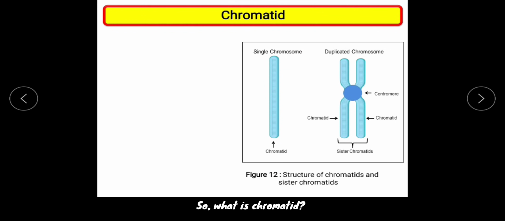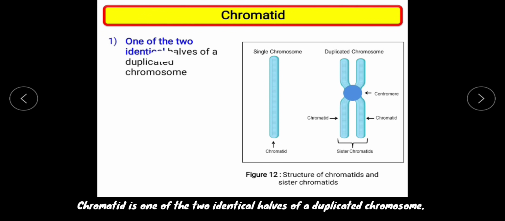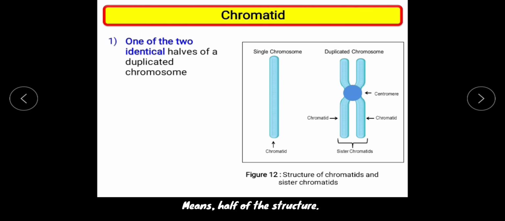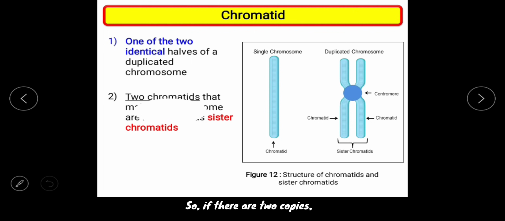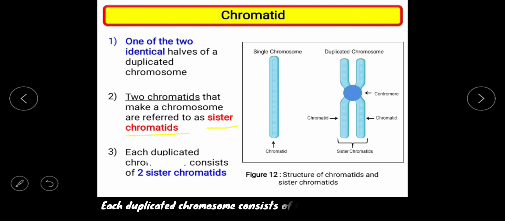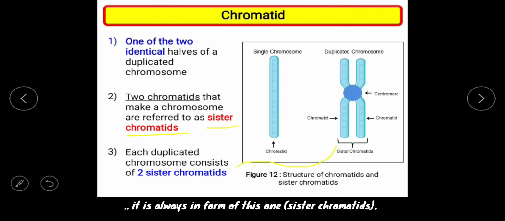So what is chromatid? Chromatid is one of the 2 identical halves of a duplicated chromosome, means half of the structure. But the 2 structures are identical, they're similar. So if there is 2 copies, we call it as sister chromatid. Each duplicated chromosome consists of 2 sister chromatids. So I've already mentioned this one. Once the chromosome is duplicated, it is always in form of this one.